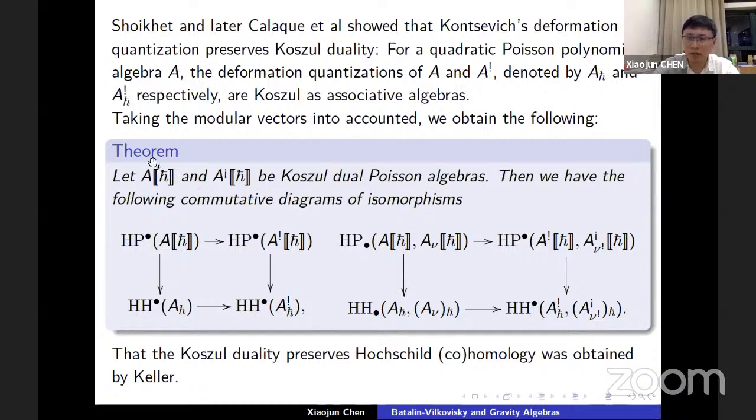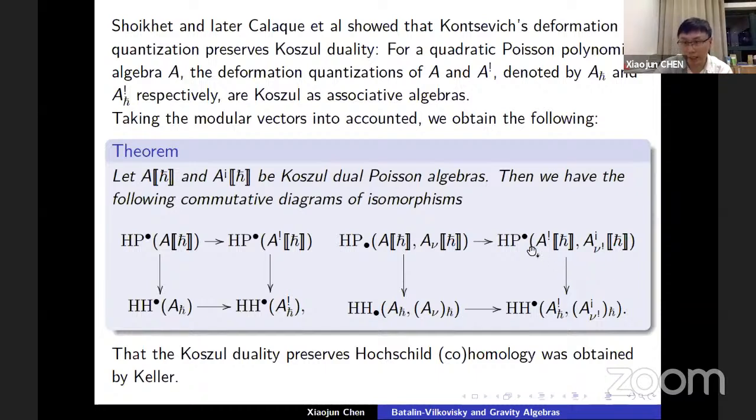diagram. So following theorem, suppose A_H and A^! _H bar be Koszul dual Poisson algebras. Then we have the following commutative diagram of isomorphisms. So here, the left-hand side is like before. The horizontal one is given by Koszul duality, and the vertical ones are given by deformation quantization. And here, it's the same. You see, this is deformation quantization. Here, this is also deformation quantization.